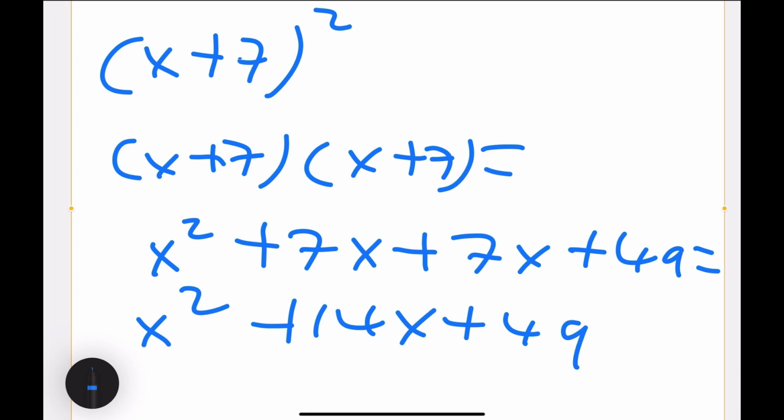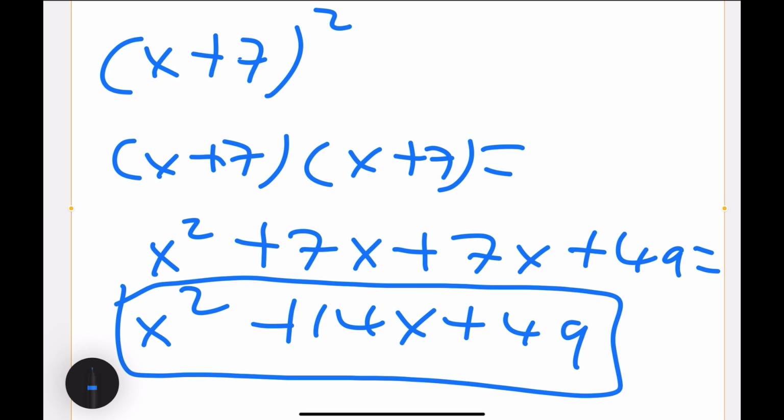So as you can see, it's not just x squared plus 49, it's x squared plus 14x plus 49. So it's a slightly different answer than what a lot of students think it is. So that's a silly mistake to make. So don't mess up on that, and then you get the final answer, which is this.